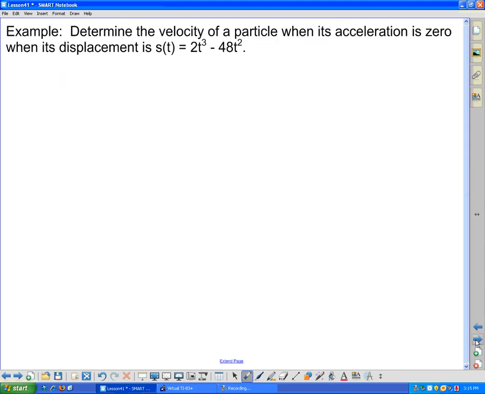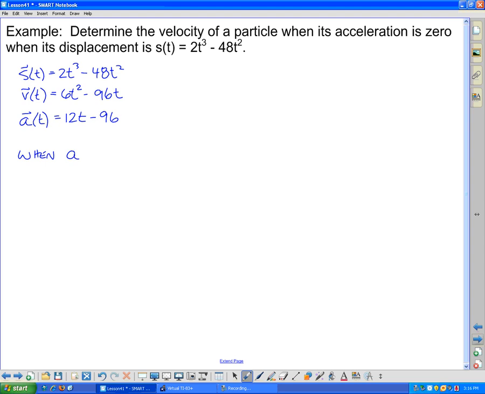Last example. So again, we're given our displacement equation: 2t cubed minus 48t squared. Determine the velocity of a particle when its acceleration is 0, when that's its displacement. So I've got to find when the acceleration is 0, which means I need acceleration. So I better find an expression for acceleration. So in our 48, that would give us 96t. Acceleration would be 12t minus 96.